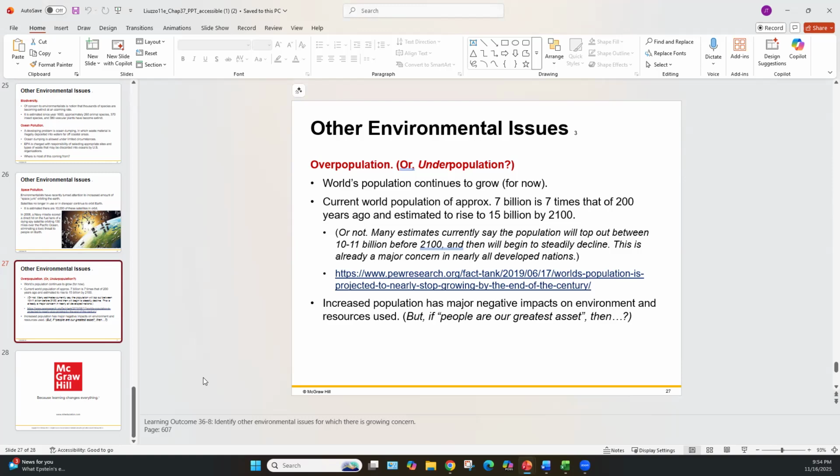Elon Musk is always talking about this. But anyway, increased population has major negative impacts on the environment and resources. But if people are our greatest asset, then let that make you think. I know that's a big topic for the department head.